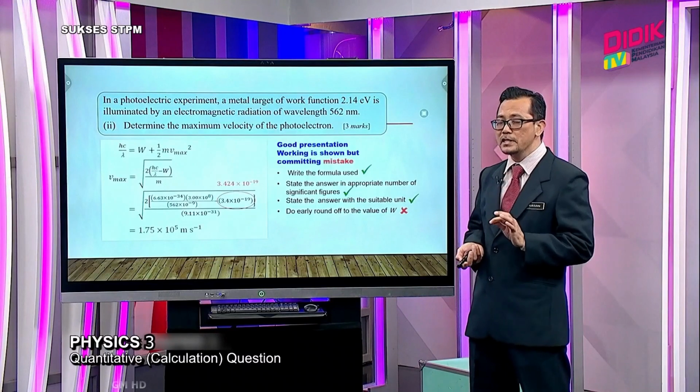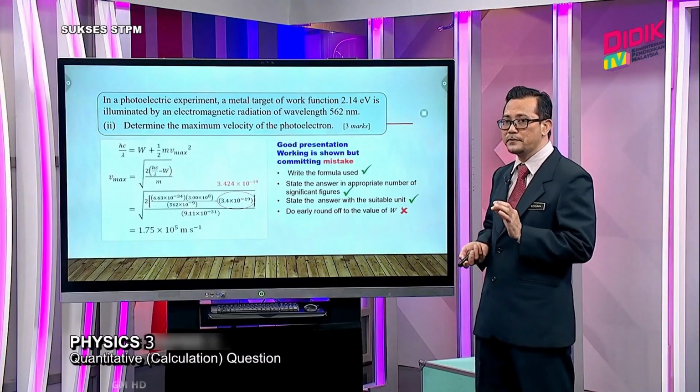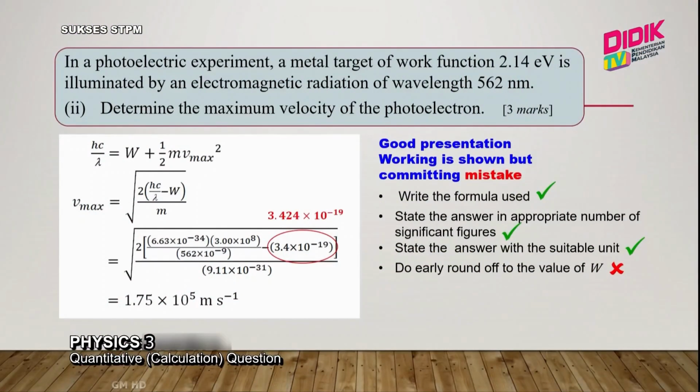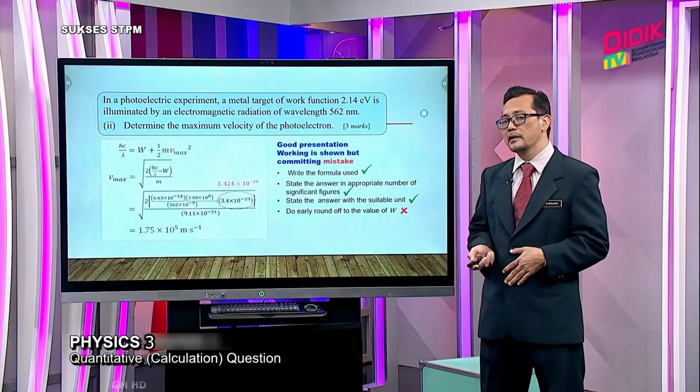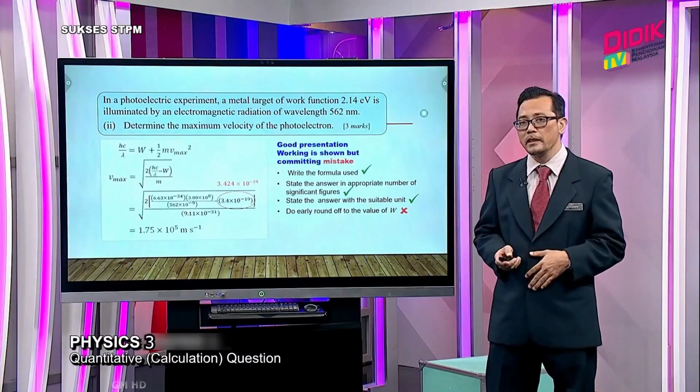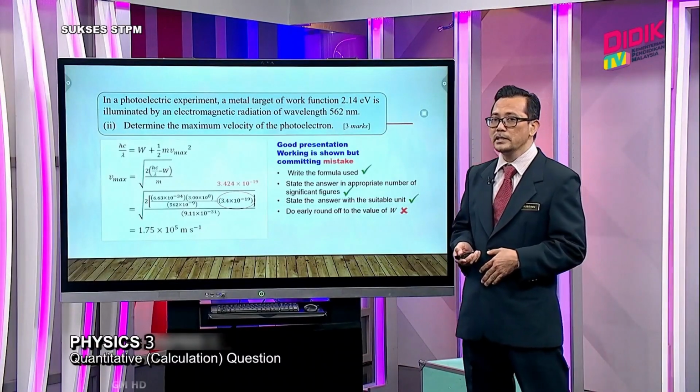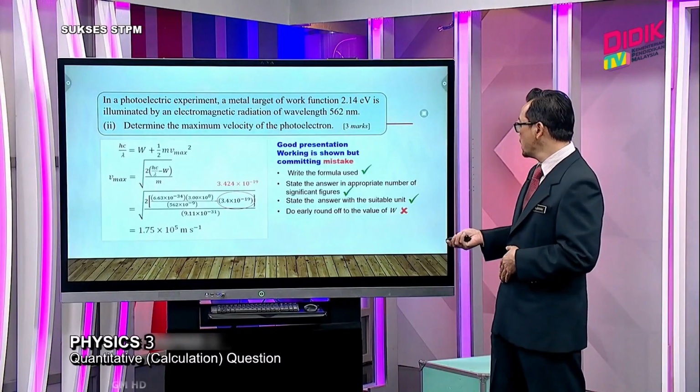Unfortunately, if you round off this figure earlier, for example, to 3.4 times 10 to the power of negative 19, your final answer will deviate from its actual figure. For example, here this candidate has 1.75 times 10 to the power of 5 meters per second, where it's supposed to be 1.59 times 10 to the power of 5 meters per second. Since the calculated final answer here deviates from its actual figure, I worry that it won't be accepted.